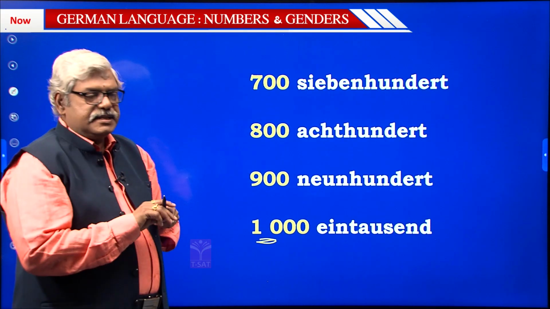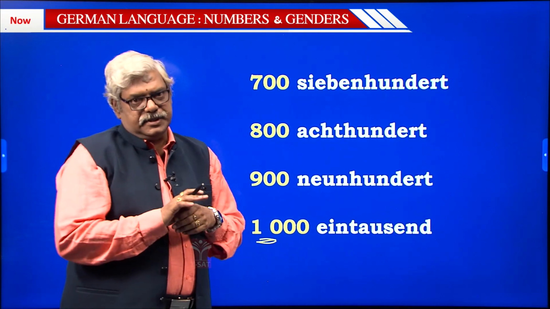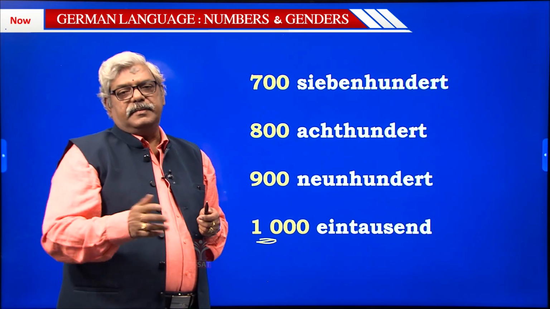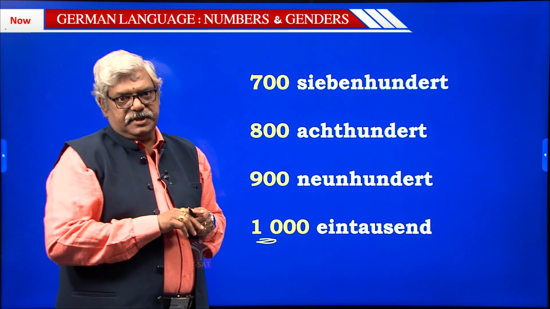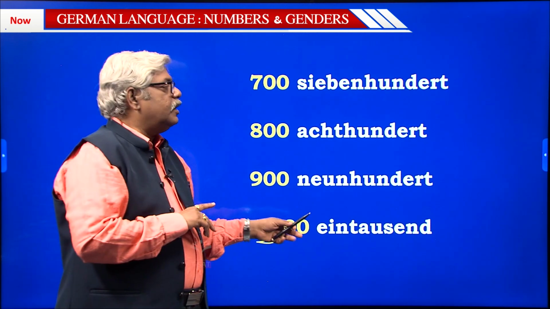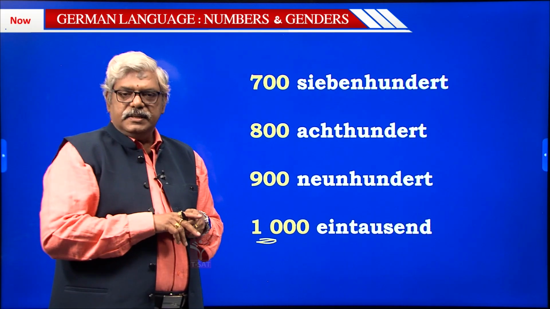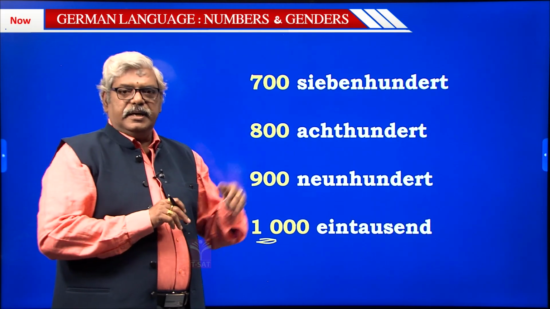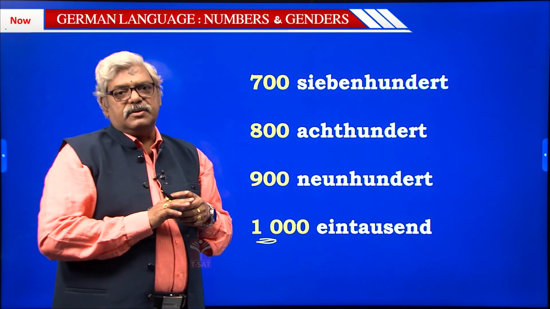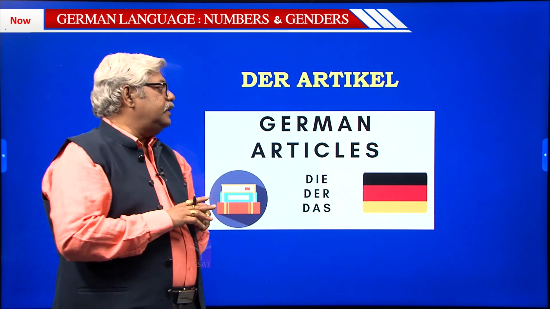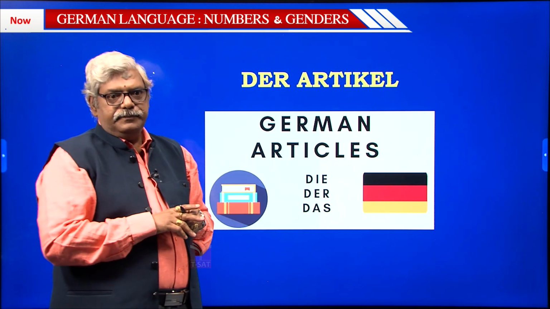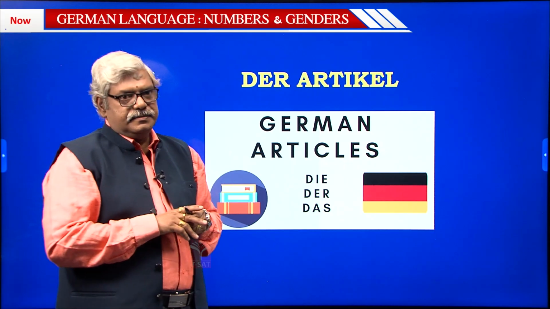So in these lessons, we learn only up till 1000. Later on, when you do higher levels, you can learn more of these numbers. So this was what about the numbers that we have learnt in German. Right from 0 up till 1000 we have learnt. Now, let us go to the other topic of today, that is about genders.